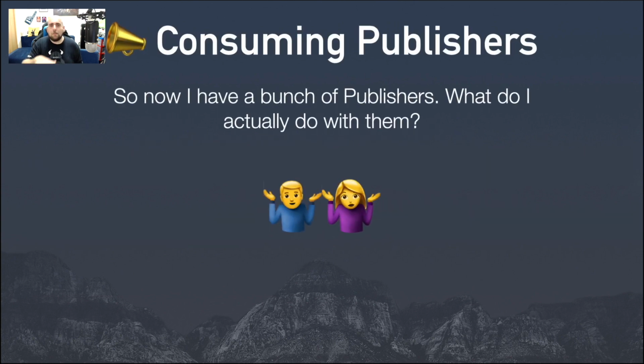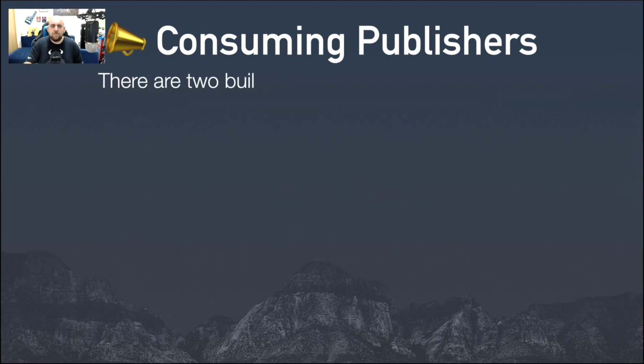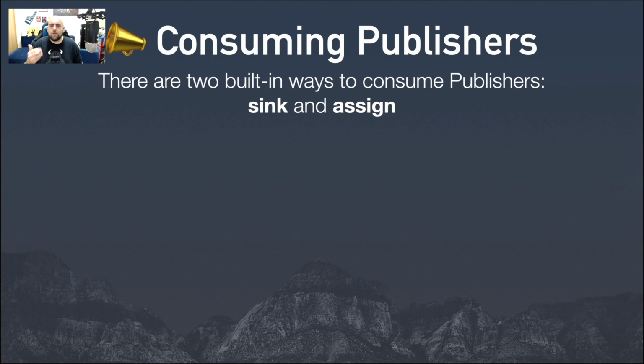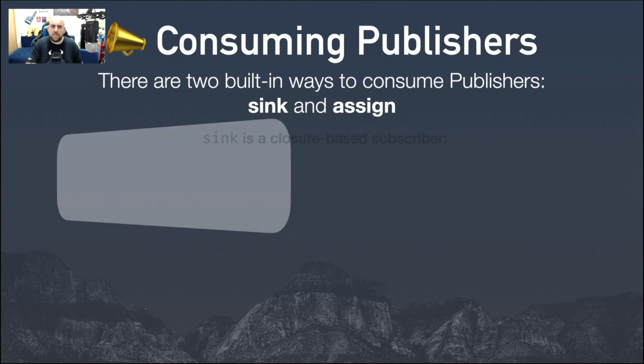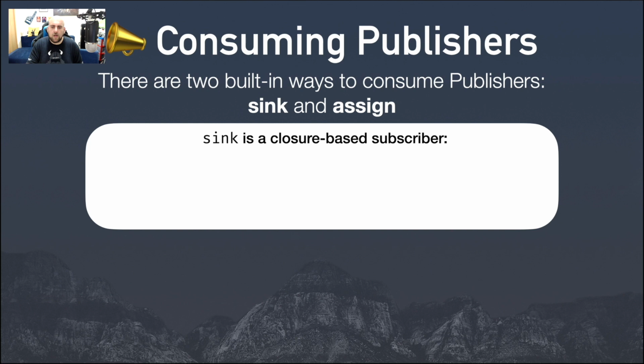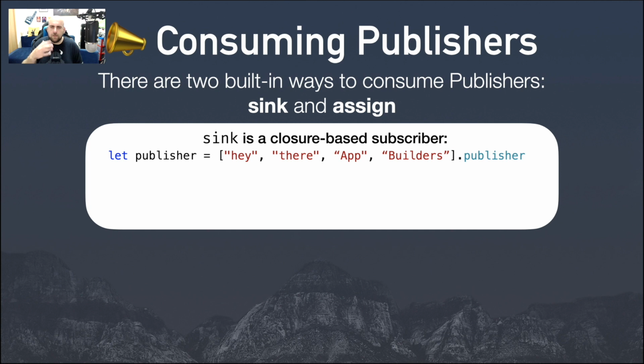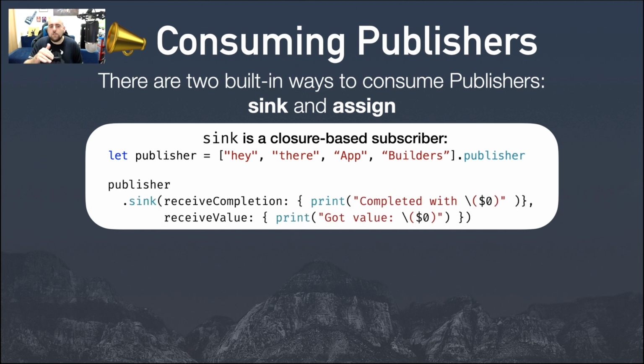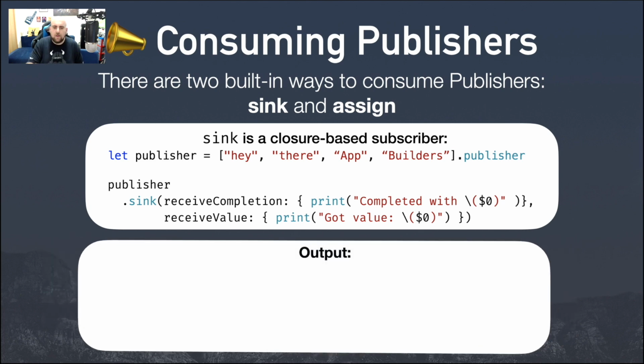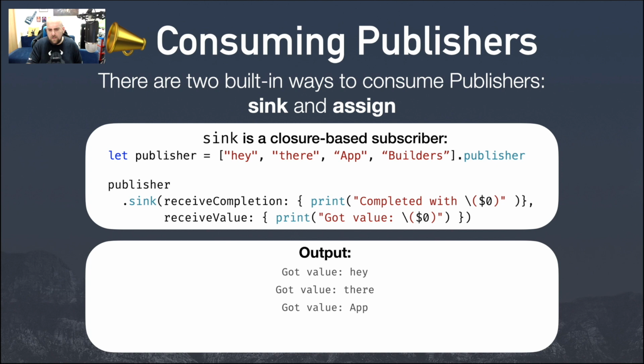So now I have a bunch of these publishers that publish values, but what can I actually do with them in my app? There are two built-in ways inside Combine to consume publishers called sink and assign. Sink is a closure-based subscriber. That means if I get this publisher that emits hey there app builders for values, I can use publisher.sink to get two different closures, receive completion and receive values. And then in each of them, I can do whatever I want with either the completion events or the value events. For example, just print them out. In this case, it's going to print got value hey there app builders, and then completed with a finished event.